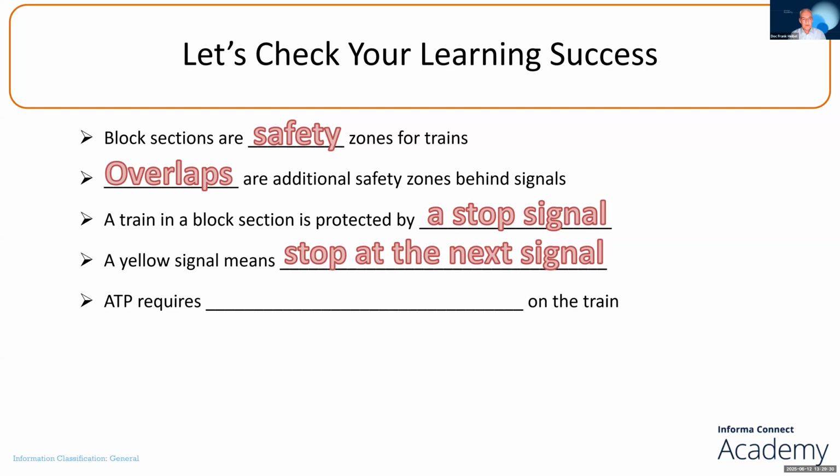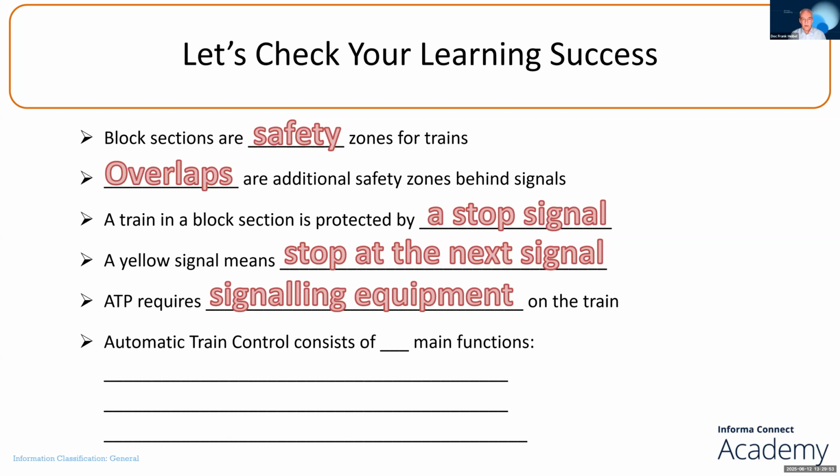What does automatic train protection require on the train? For the first time ever, for railways that introduce it, a new signaling equipment on the train, because automatic train protection is a signaling feature. So you have ATP on the train. That means you have something that's part of the signaling world on the train.